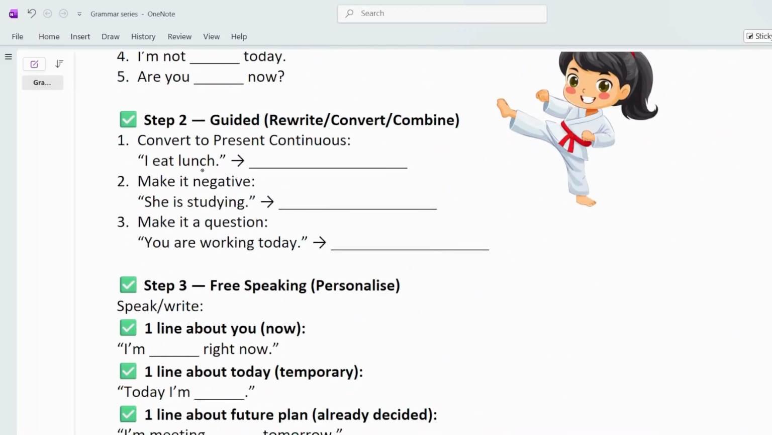Here, I want you to convert under this practice session where it says rewrite. Convert to present continuous tense: I eat lunch. Please convert that to present continuous tense. Make it negative, in the sense I told you about the not. She is studying. Make it into a question. You are working today.